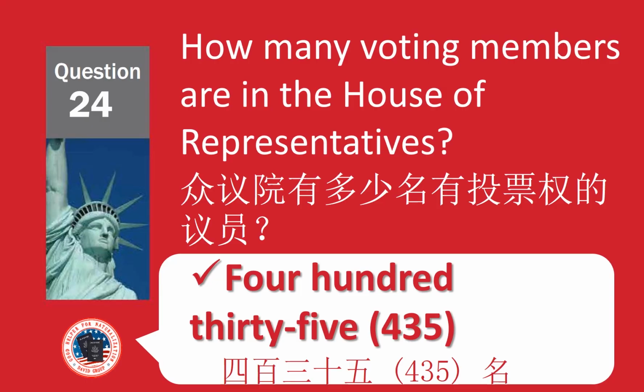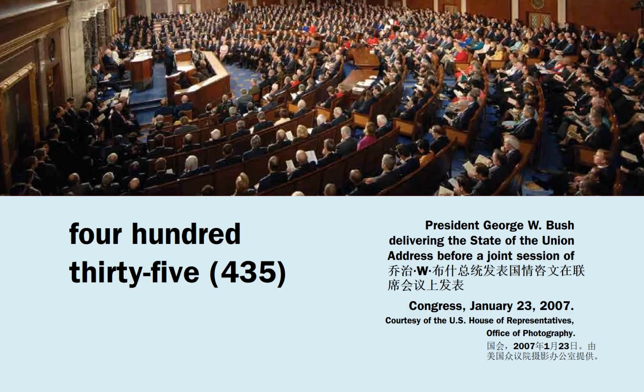435. How many voting members are in the House of Representatives? 435. How many voting members are in the House of Representatives? 435.